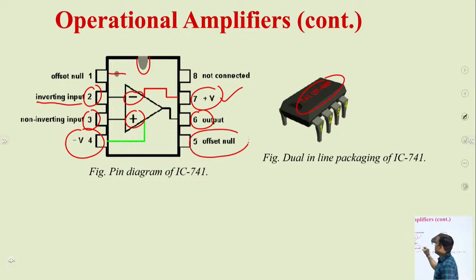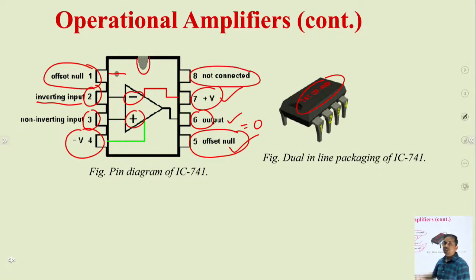Pin number 1 and pin number 5 correspond to the offset null. Later on we'll see in the operational amplifier that although we have connected the input terminals to ground, the op-amp gives some output, which is called the offset. So offset is a kind of error. Ideally the error should be 0. The output offset voltage has to be 0, but there is some finite output available at pin number 6. So with the help of pin number 1 and pin number 5, we can null the output. Null means 0. And pin number 8 corresponds to NC, which is not connected.